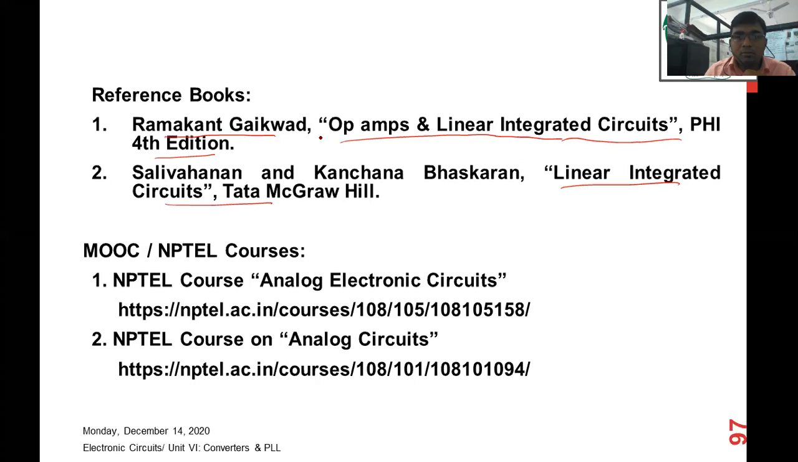But generally, most colleges use this Ramakant Gaikwad. He is an Indian writer, and it is a very well written textbook, and it is also used for your GATE examination as well as other examinations. So if you are going to purchase this book, I also have the soft copies available. If you demand, I will share the soft copy as well.